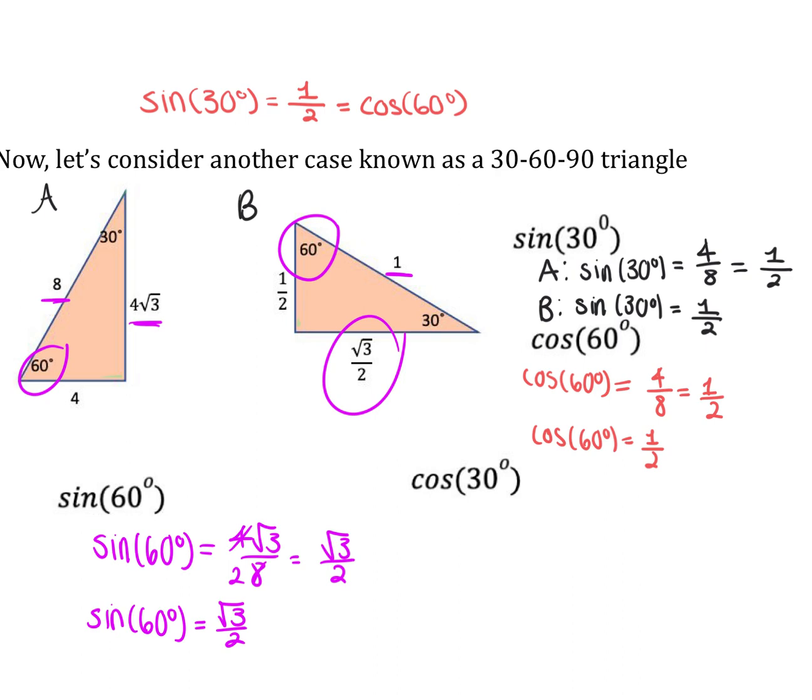Now we can go ahead and do cosine of 30 degrees. Okay, so now we're going to do cosine of 30 degrees. We're going to use the triangle on the left, triangle A.